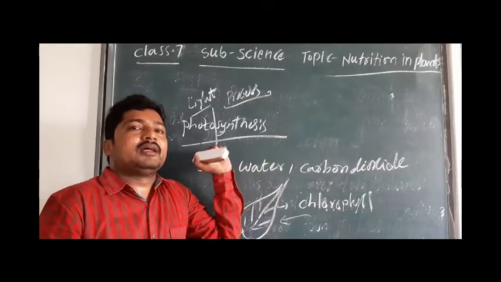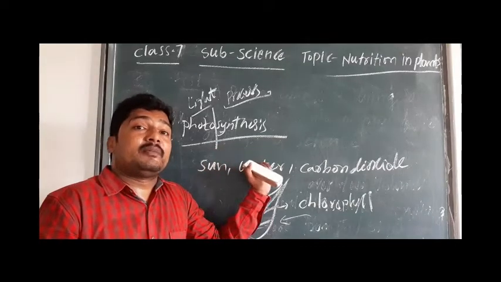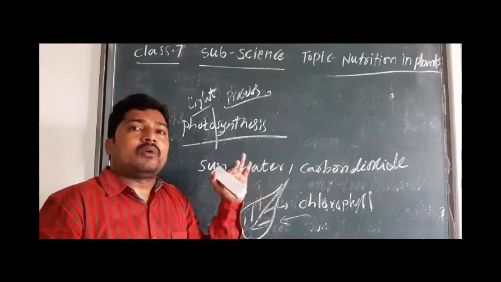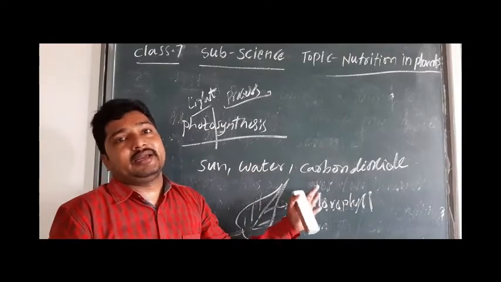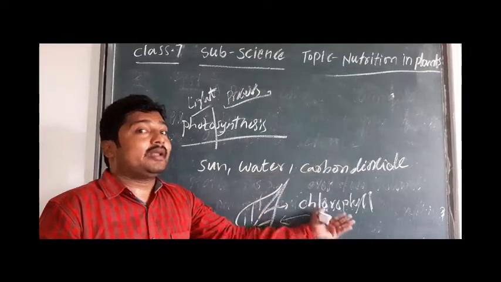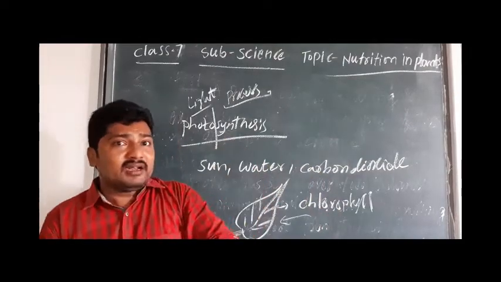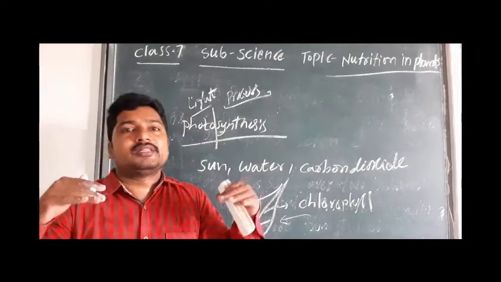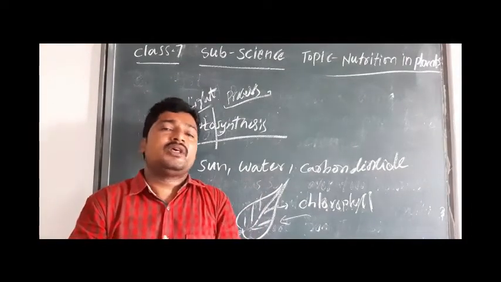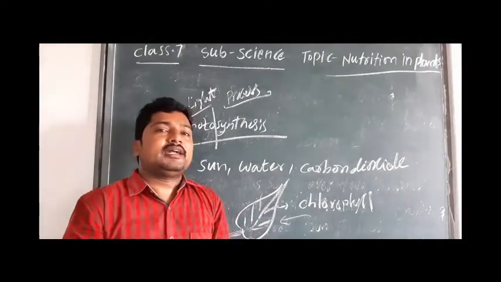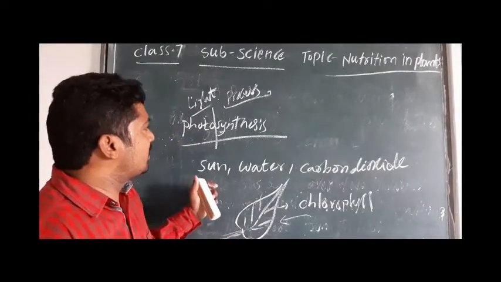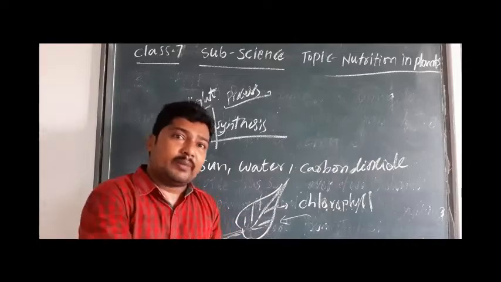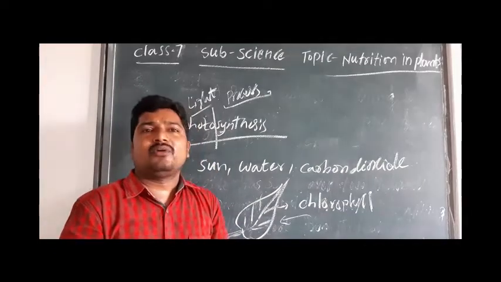Am I clear? The green leaves prepare their own food with the help of sunlight, water and carbon dioxide. With the carbon dioxide they take in, they send out oxygen. So it is a balancing of nature also. Let's see, children, about this. All the things follow one by one.